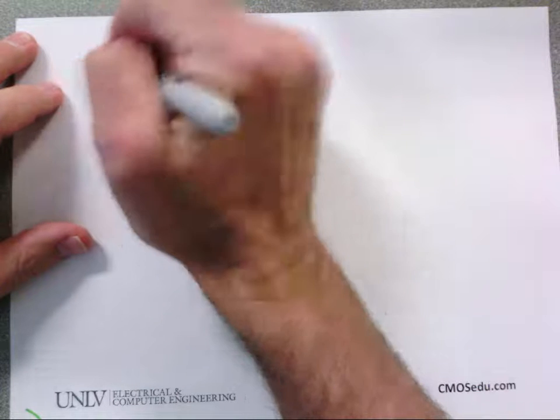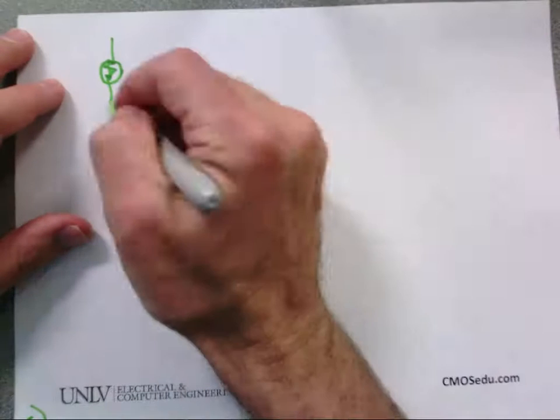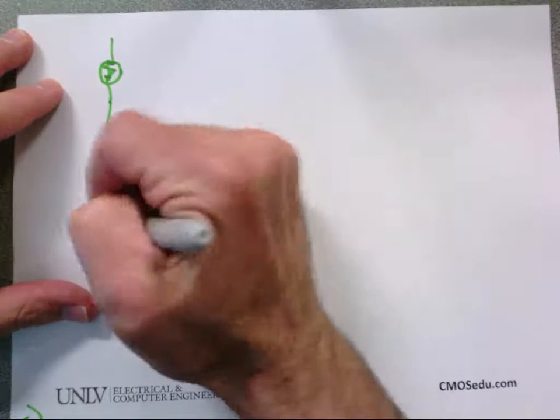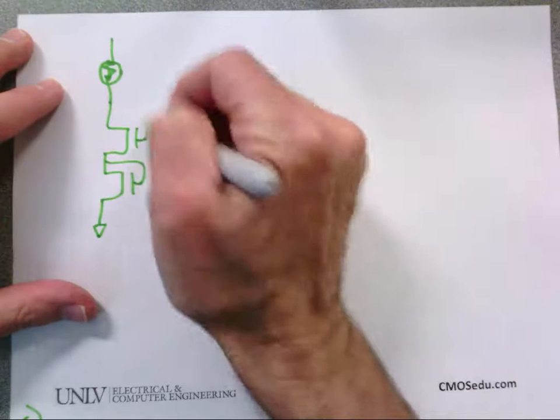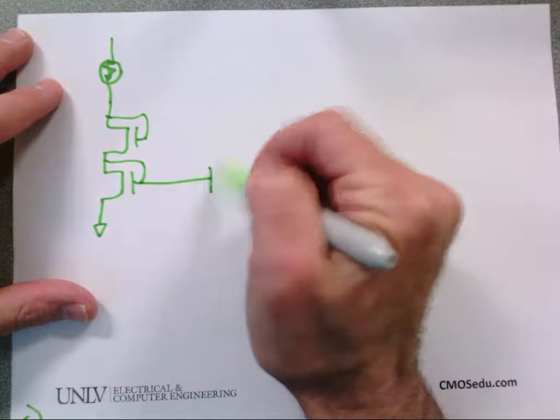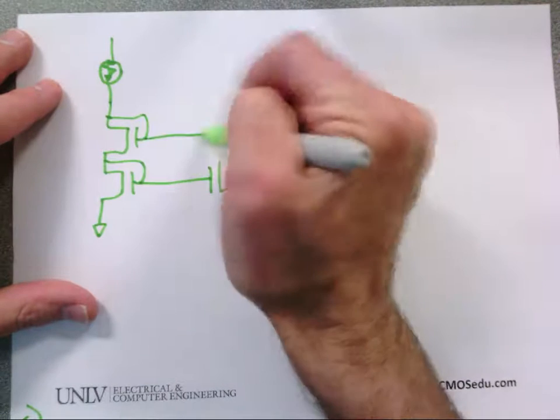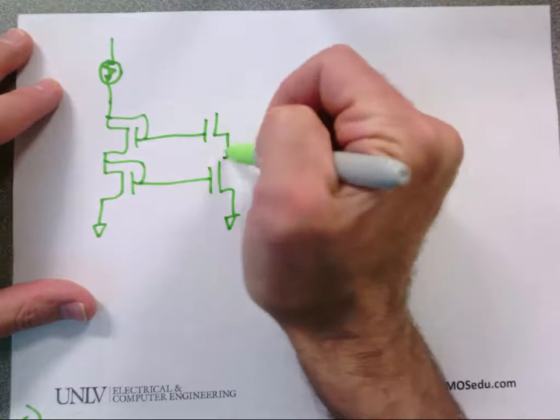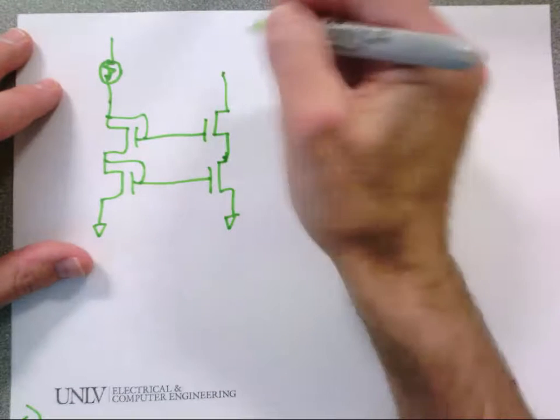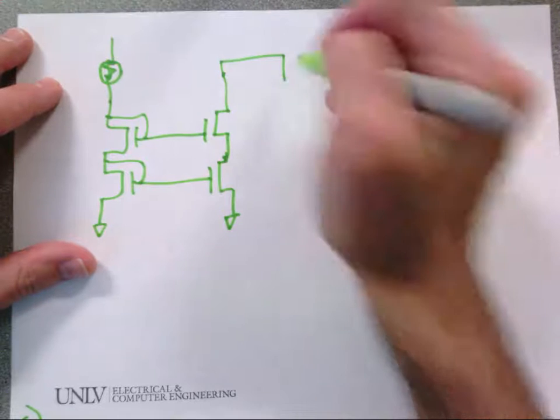Okay, so here, why don't I put a current source in there, which we know is the PMOS going to the beta multiplier. And then let's apply a voltage here.